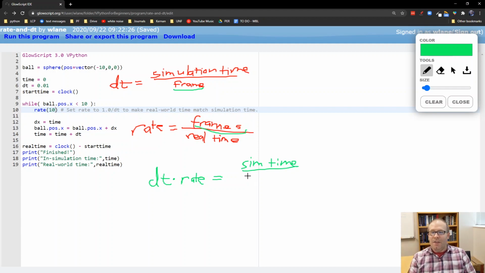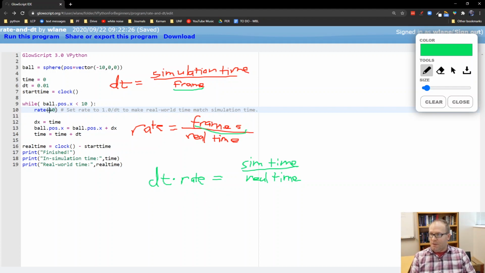divided by the time in the real world. So it's the simulation time divided by the real time. In other words, it's a factor that determines how much faster or slower the simulation is than the real world. Now, that doesn't change the physical accuracy of it. It just changes how fast we see the simulation unfold in front of our eyes. So you can actually use this to predict whether your simulation is going faster or slower than the real world.